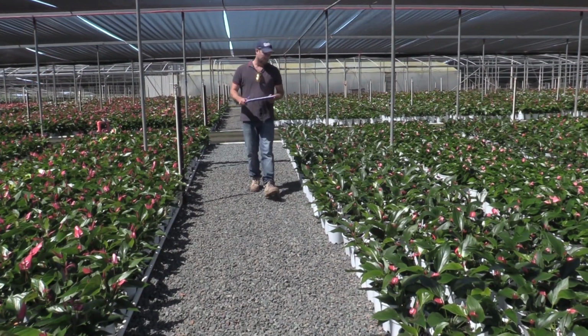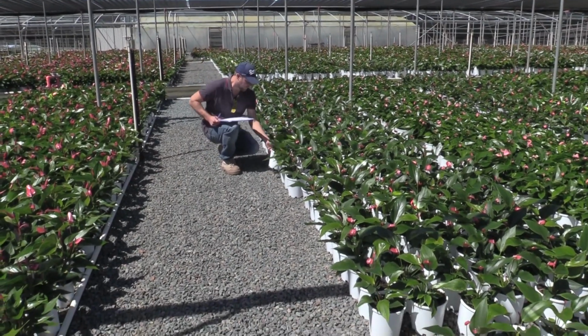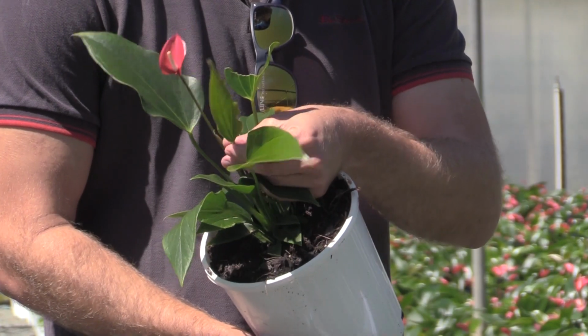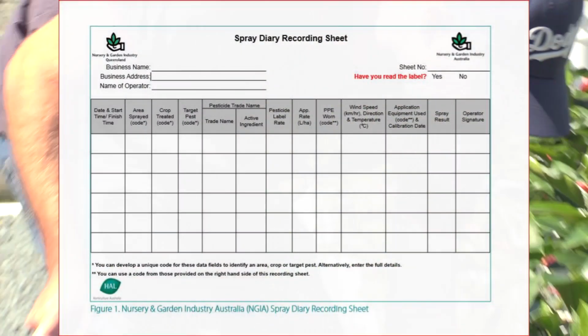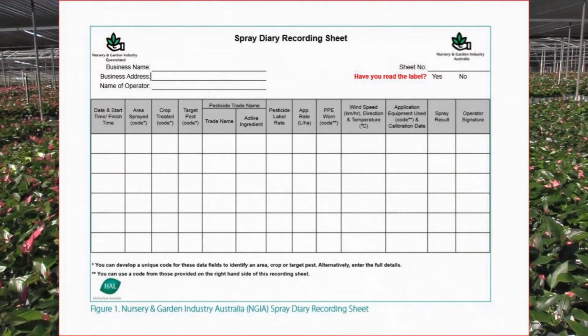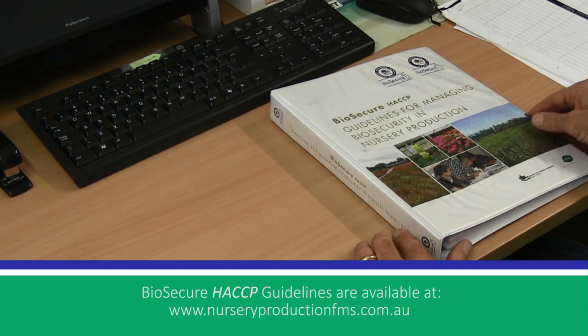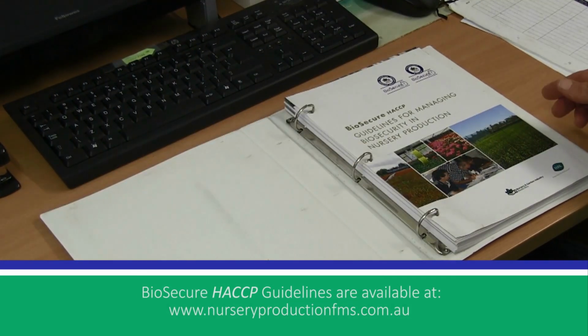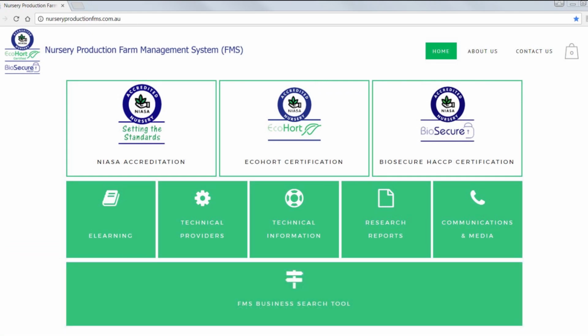Finally, was the desired outcome achieved? After application, monitor the infested area and determine how effective the pesticide application was, and if any unexpected outcomes occurred. Record this on the pest application sheet for future reference. More information can be found in the Biosecure HACCP guidelines available at the Nursery Production Farm Management System or FMS website.